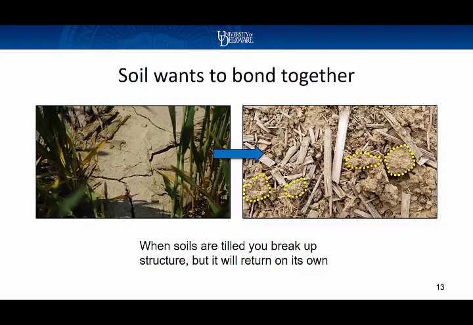Shrinking and swelling of soils, freeze-thaw cycles, all those things help add some of the structure to your soil after you've broken it up. The point is, how do we keep it glued together and keep it stronger? And those are things like organic matter and glomalin from roots and things like that.